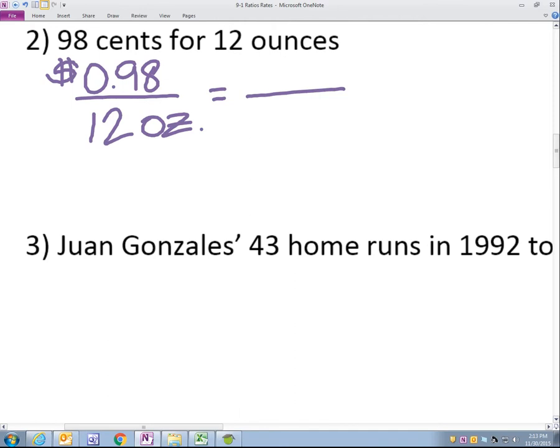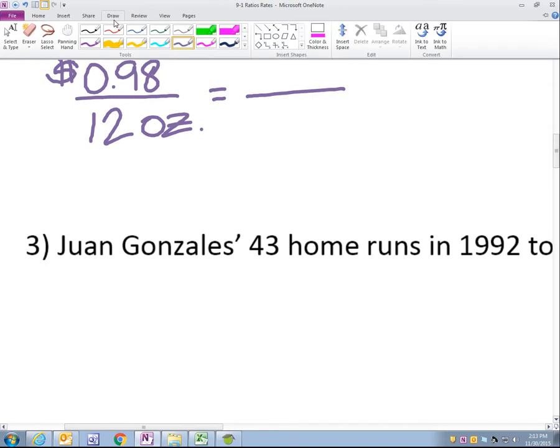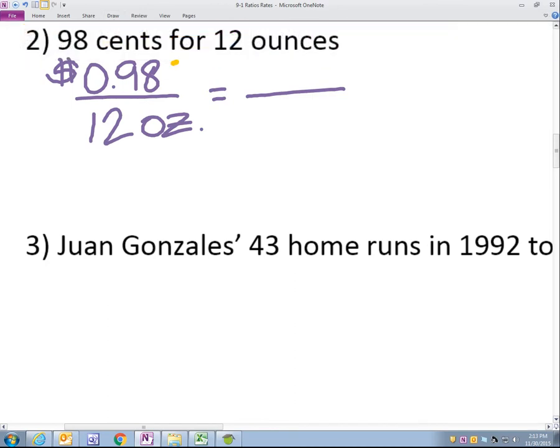Do those two share a common factor? Yes. 12, good guess, but actually 12 times, what was it, 8? Yeah, 12 times 8 is 96. So it's not going to be 12. Now, just for the safe bet, we're going to try 2 because it's an even number.